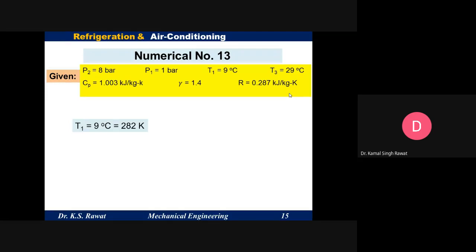Now let's convert these temperatures into the Kelvin scale. T1 equals 9 degrees centigrade; converting it into Kelvin, we get 282 Kelvin. Can you convert this temperature T3 into Kelvin scale? So 302 Kelvin.